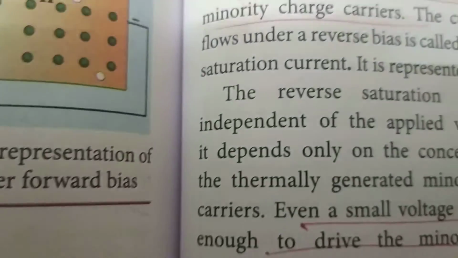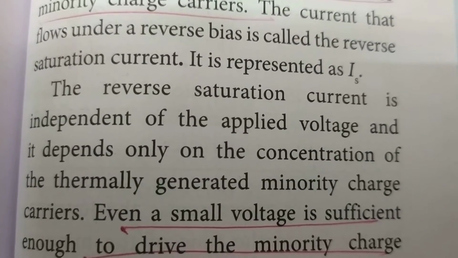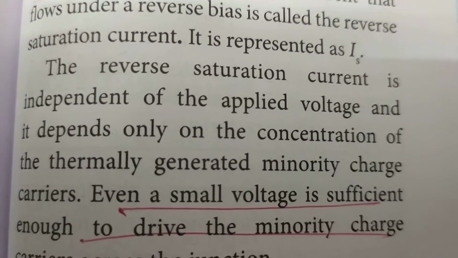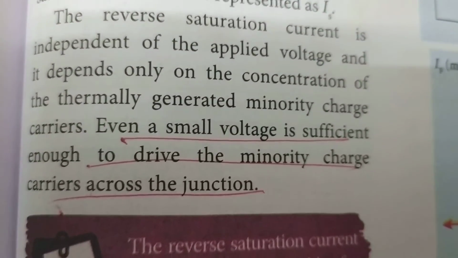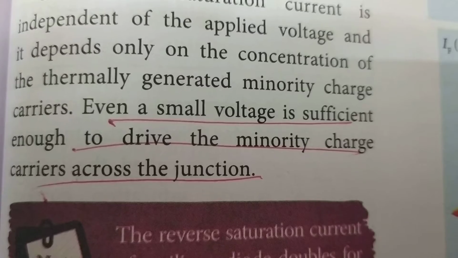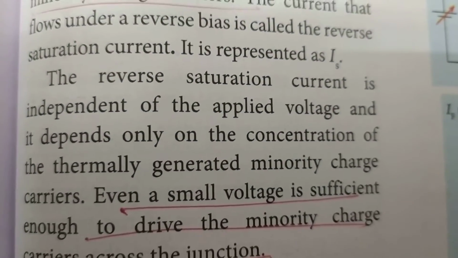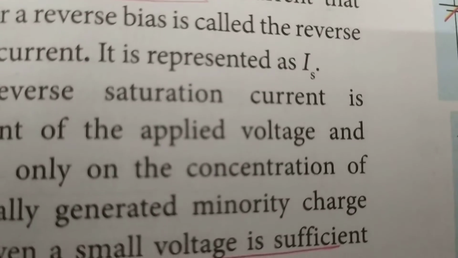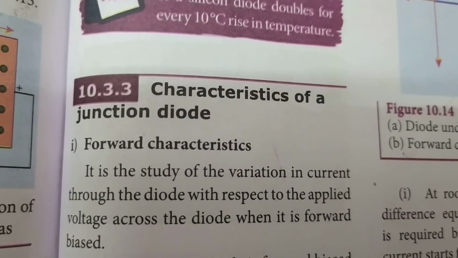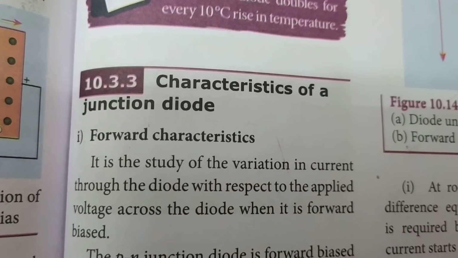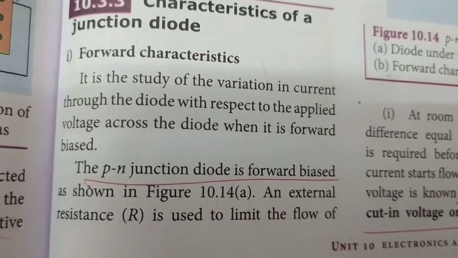So here a reverse saturation current is formed, and this is independent of the applied voltage and depends only on the concentration of thermally generated minority charge carriers. Even a small voltage is sufficient to drive the minority charge carriers across the junction, and usually the reverse saturation current is represented as IS. Next we are going to see the characteristics of the junction diode. There are two characteristics, forward characteristics and reverse characteristics, and we shall see them one by one.